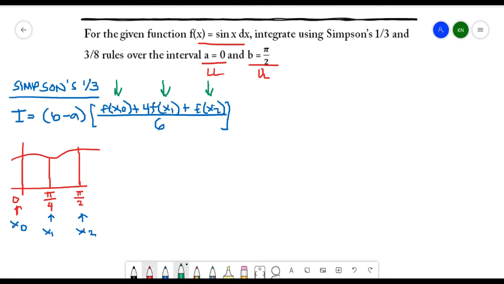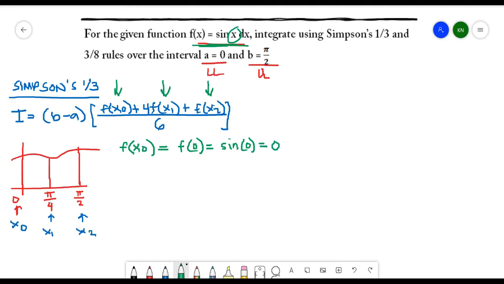So from the function that we have, we need to substitute x sub 0, x sub 1, and x sub 2 in our function. So let's try to answer this one. For f of x sub 0, we have sine of our x sub 0, which is equivalent to 0. So sine of 0 is equivalent to 0.